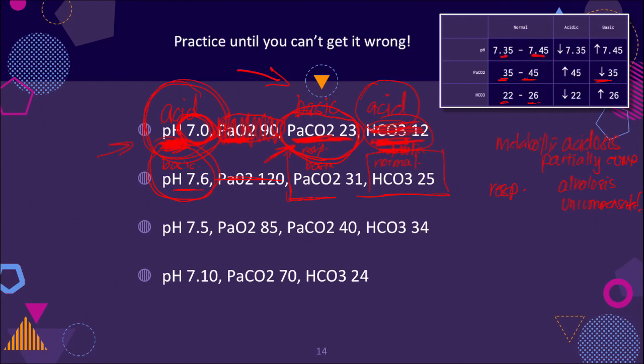Let's do one more. We have a 7.5. Again, this is going to be basic. I'm going to do this one real fast like I would do it if no one else was around. Cross this off. Your PCO2 is normal. Your bicarb is high, meaning that it is basic as well. So this means we are alkalosis. It matches with your bicarb, so it's metabolic. And this is normal, so we are uncompensated.